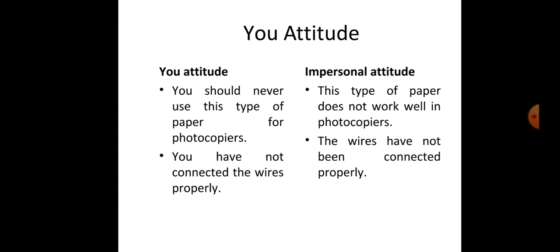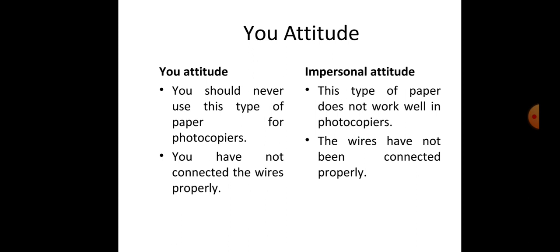Here is a distinction between two different concepts. As I told you, mostly we go for you attitude in the business letter, but here it is necessary to understand the difference between you attitude and impersonal attitude. So we are going to compare these two. First of all, I'm going to talk about the concept of you attitude. Later on I'll talk about the concept of impersonal attitude.